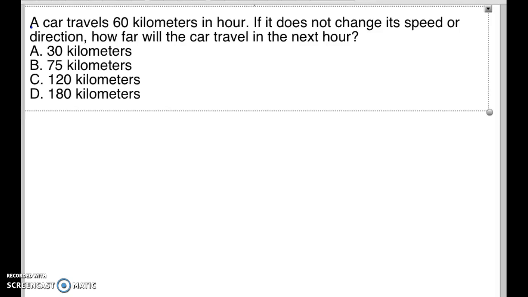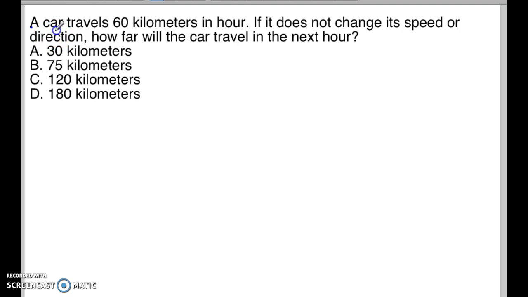All right, let's take a look at question number 3. Question number 3 tells us that a car travels 60 kilometers in an hour. If it does not change its speed or its direction, how far will the car travel in the next hour? Okay, well, this is a pretty easy one to begin with.